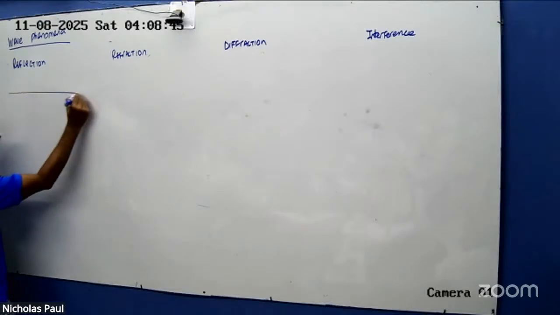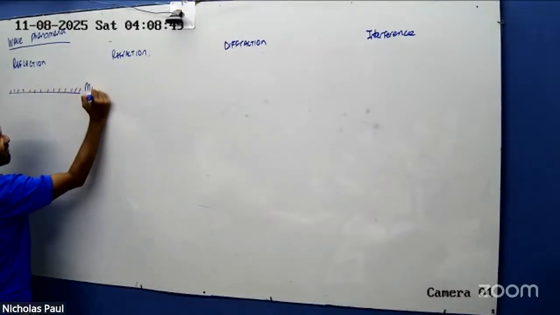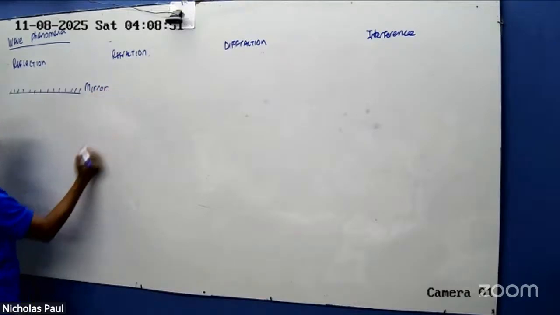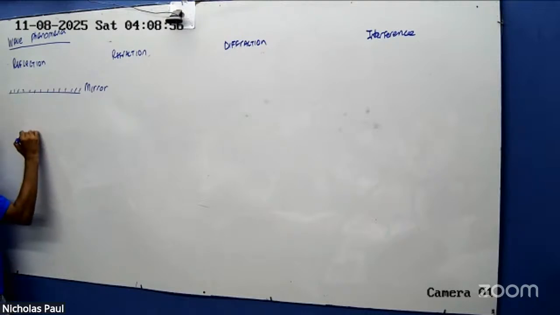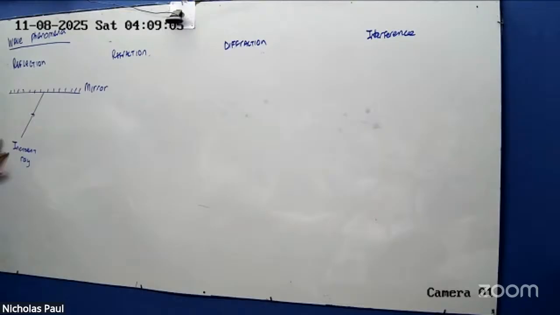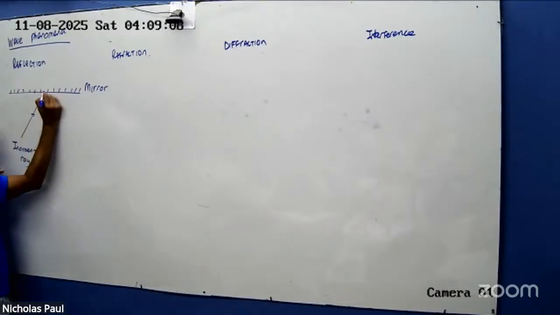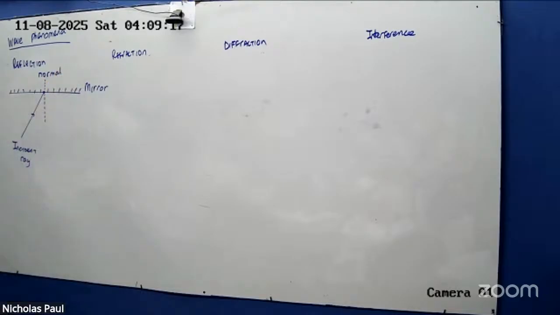Let's say I gave you something nice and smooth like a mirror. What you have incident on this mirror is a ray. This ray of light, we call the incident ray. Where this incident ray hits the surface, 90 degrees to the surface, we call that line the normal. All right? So here's how reflection works.